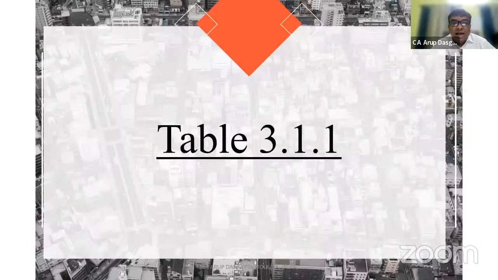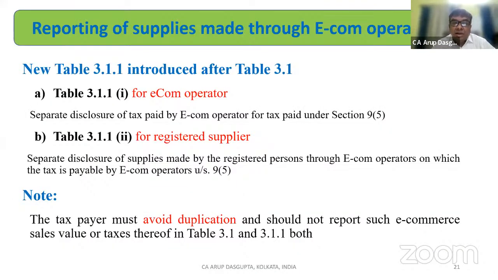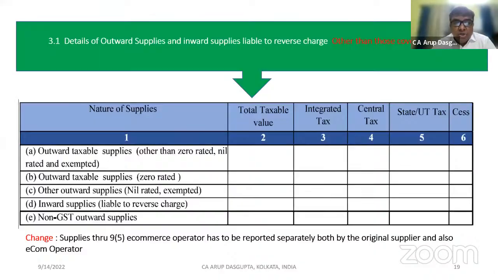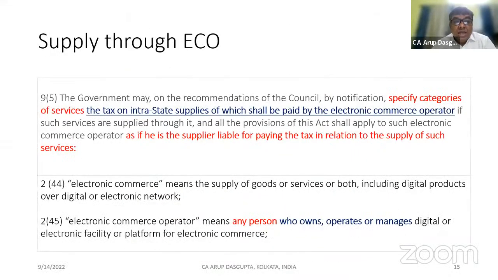So what is the other change that is there in GSTR from the output tax side? The other change is for e-commerce operators. So who are e-commerce operators? The government is actually going to categorize the tax on intrastate supplies, of which tax shall be made by the electronic commerce operator. If such supplies are made through it, and provisions of that shall apply to such ECO as if he is a supplier liable for paying the tax.